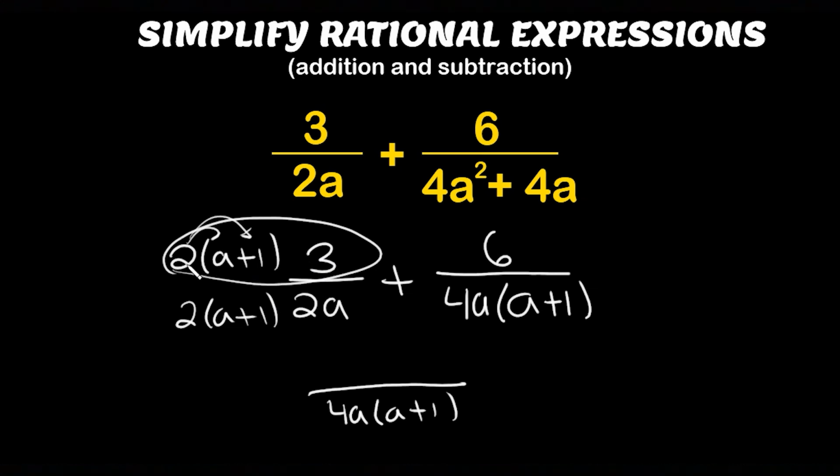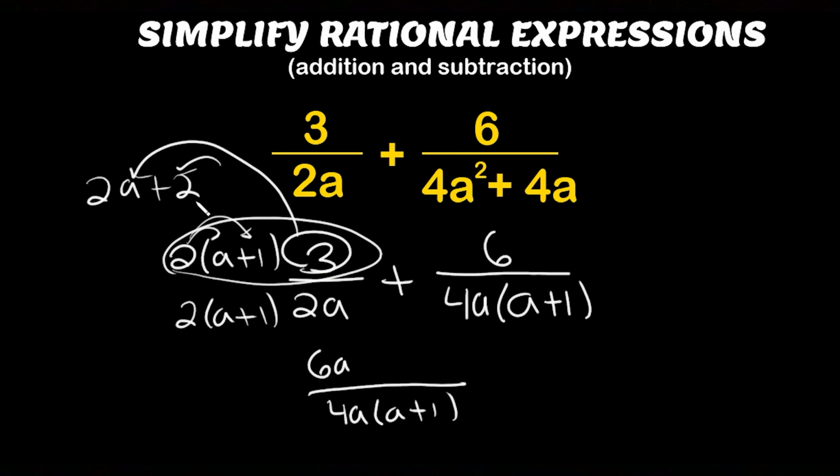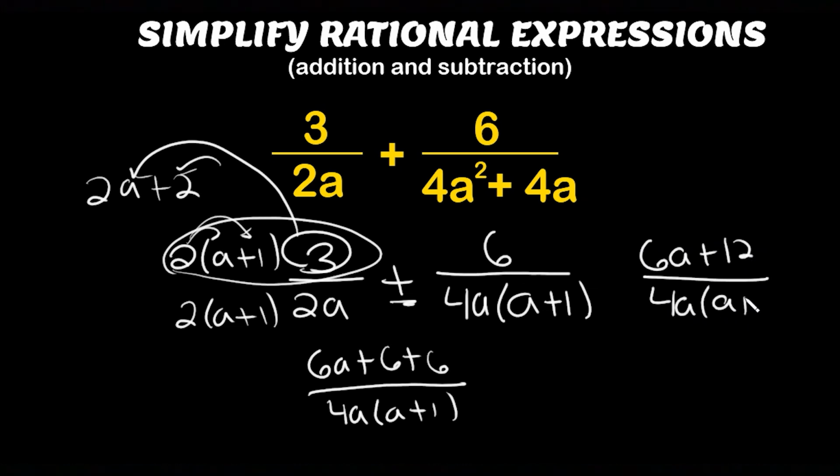So for example, 2 times a is 2a. And then 2 times 1 is 2. And then I have to distribute this 3 here to both of my terms up here, right? That's what's actually going on. So I'm going to do 3 times 2a. That will give me 6a. So I'm going to write 6a here. And then 3 times 2 will give me 6, plus 6. Okay, that's done. Then plus, I have a plus, right? So plus 6. So finally, I get 6a plus 12 all over 4a. And then in parentheses, a plus 1.